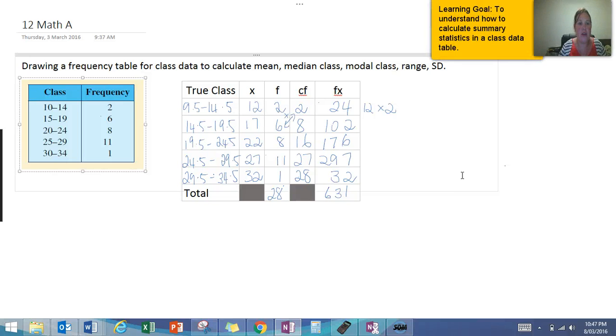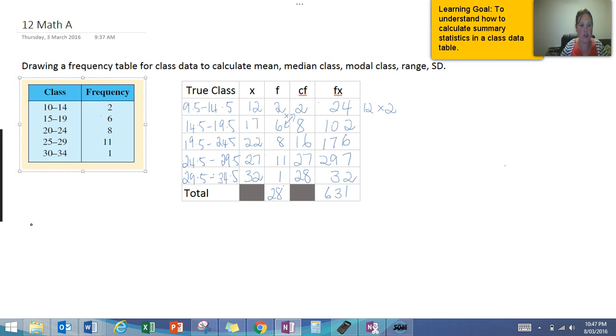Hi guys, this video is going to show you how to calculate the mean, median class, modal class, range and standard deviation from a set of data that uses classes in a frequency table. This is pretty similar to what you would do if you had just a normal frequency table, the only addition is that you do need to have your X column filled in, and that was the midpoint as per our previous video.